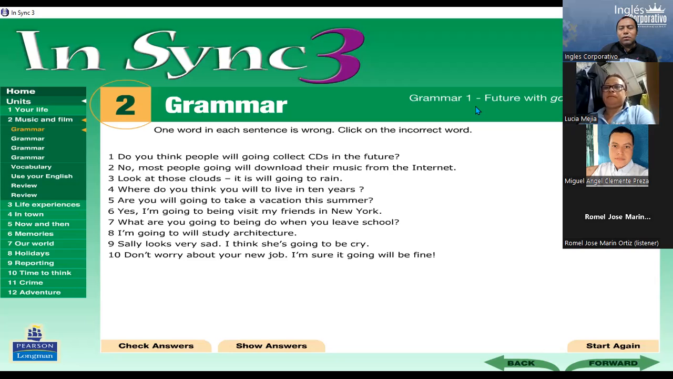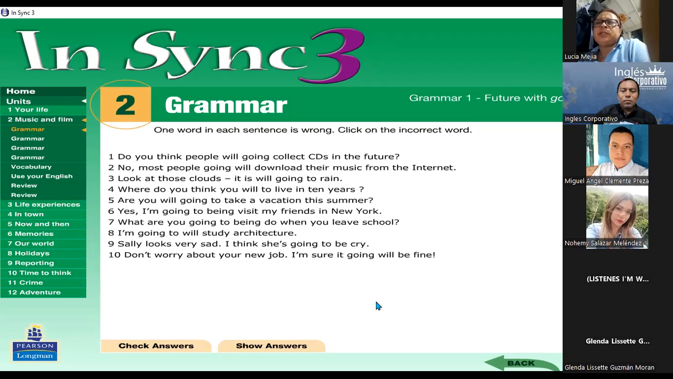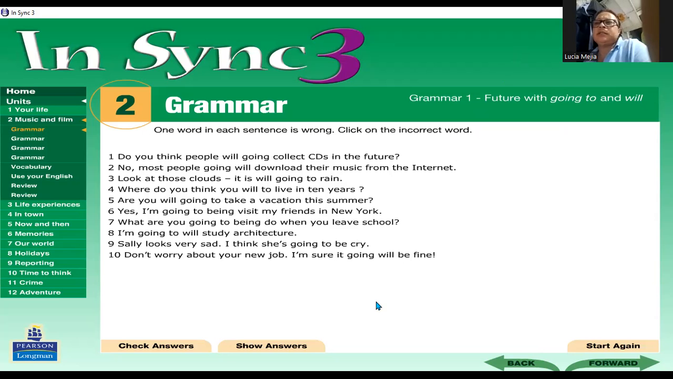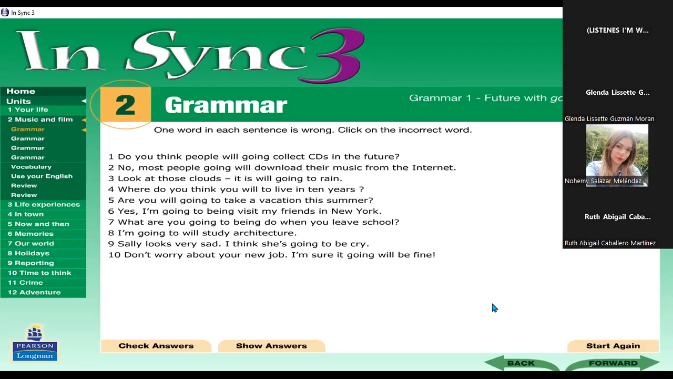The number two, can you help me, Lucia, to read the number two? No, most people going will download their music from the internet. Right. Internet, right? Also, you can pronounce it as an internet, okay? Very good. Okay, number three, look up those clouds. Can you help me to read, Glenda? No sé si me ayuda.